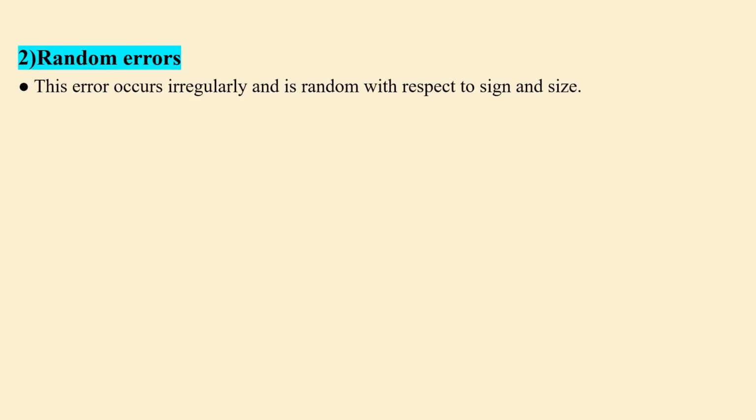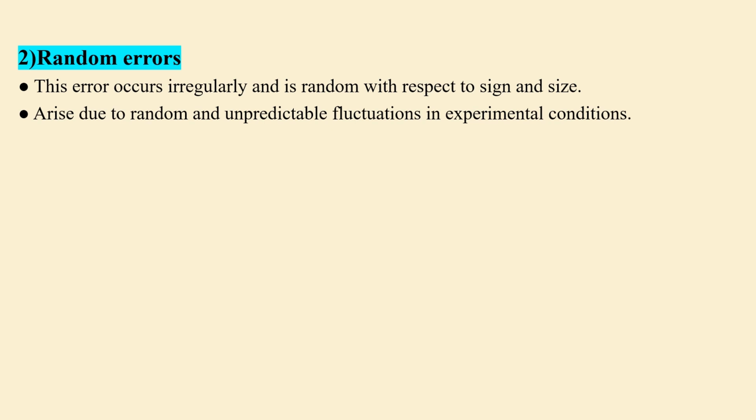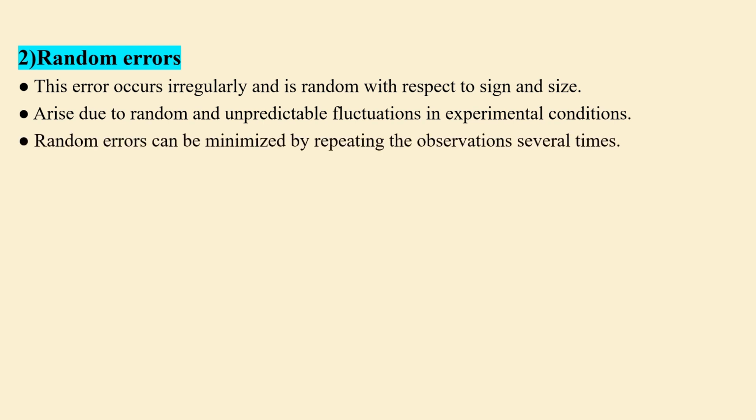3. Random errors. This error occurs irregularly and is random with respect to sign and size. It arises due to random and unpredictable fluctuations in experimental conditions. Random errors can be minimized by repeating the observations several times.